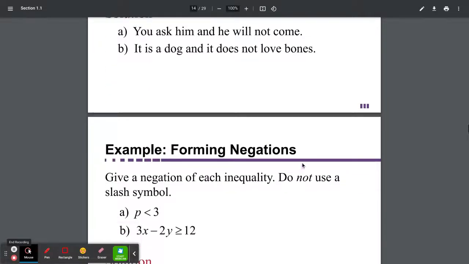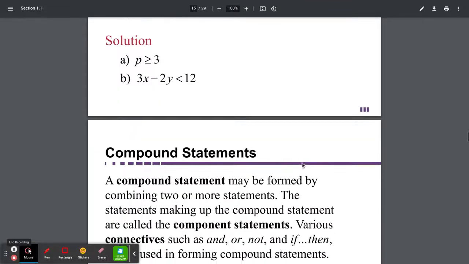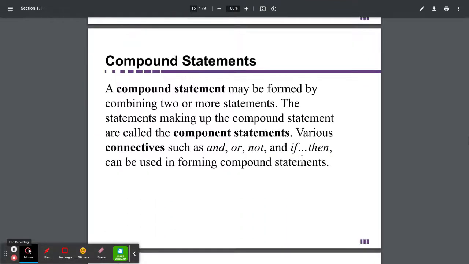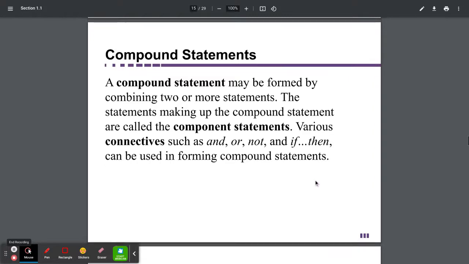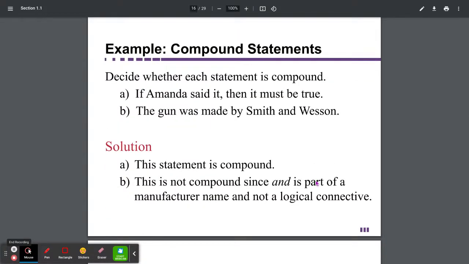A couple more, and then we've got some symbol stuff. What I really want to talk about in this video is compound statements. With compound statements, we have and, or, not, and if-then. So we'll jump into those right away. For example, "If Amanda said it, then it must be true." This statement is a compound because it's an if-then statement: if this happens, then this happens.